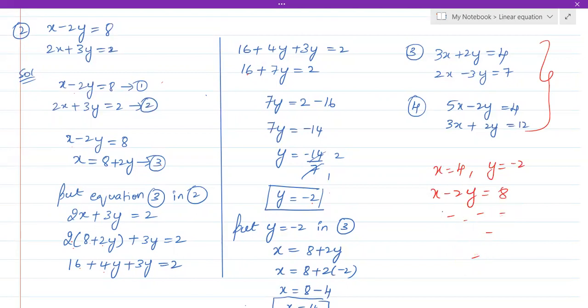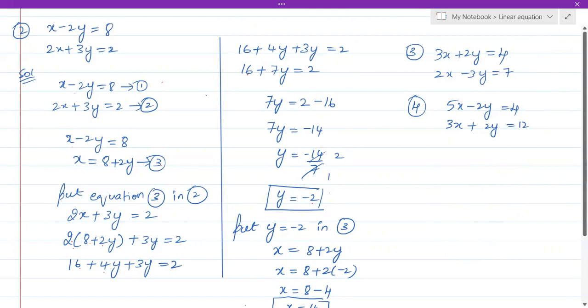Similarly, substitute for the second one. Okay, you should check for both. 2x plus 3y is equal to 2. So 2 into 4, 3 into minus 2. So 2 into 4 is 8, plus into minus is minus, 3 2s are 6. 8 minus 6 is 2. 2 is equal to 2. So the LHS and RHS are same. Therefore, the value that you have found is absolutely correct.